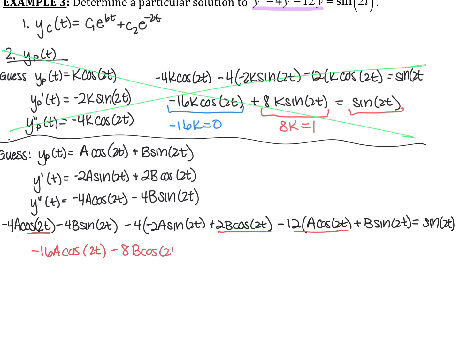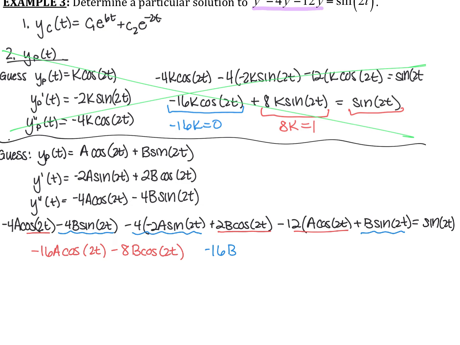Do you agree with that? Just combining my cosines. And then if I do my sines, negative 4b plus 8a minus 12b, so I have negative 16b. Wouldn't there also be a minus sine 2t, or just not get shifted over? No, leave that, because that's what it equals.